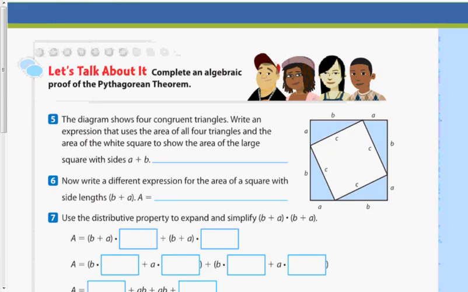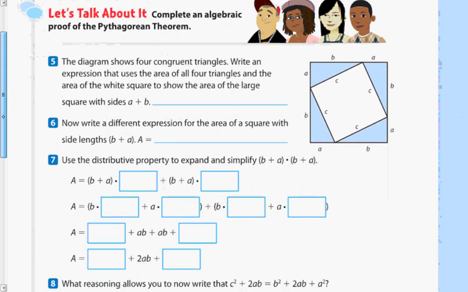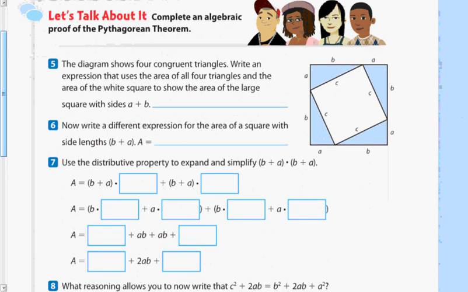So let's look at this diagram and follow along, fill in the blanks. This one's a little bit harder to follow because there's a lot of math that's going on. It says the diagram shows 4 congruent triangles, just like before. Write an expression that uses the area of all 4 triangles and the area of the white square to show the area of the whole large figure. Okay, so we want to try to find the area of the whole thing.